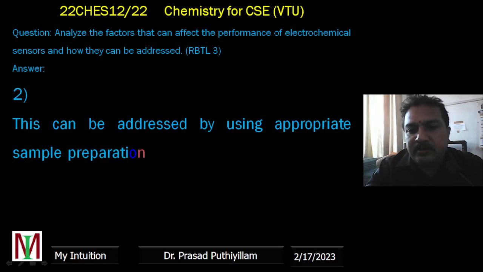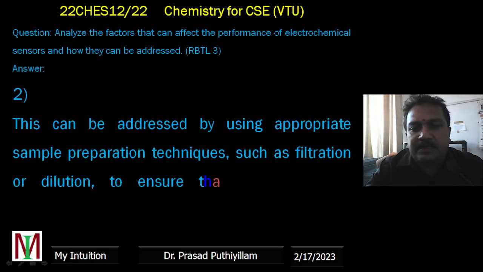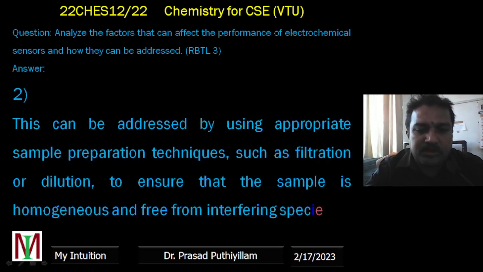This can be addressed by using appropriate sample preparation techniques such as filtration or dilution to ensure that the sample is homogeneous and free from interfering species. That means when we prepare a sample for analysis, mainly in chemical industries or laboratories, we have to filter it properly. Filtering means the unwanted things have to be removed completely, or it has to be diluted properly.